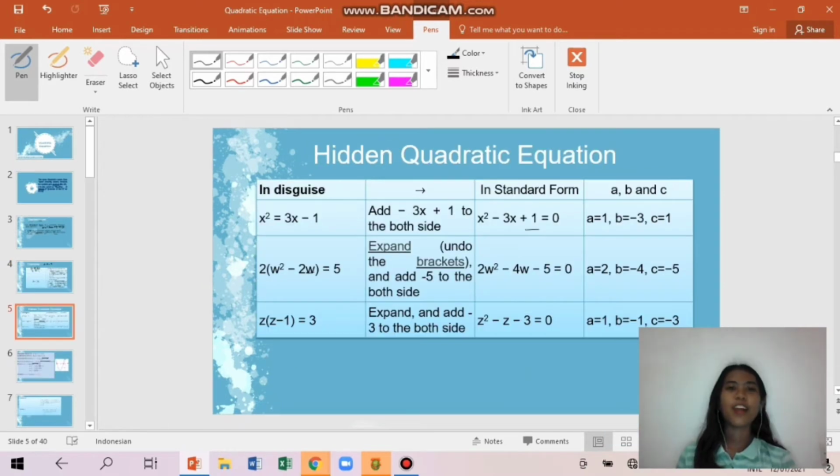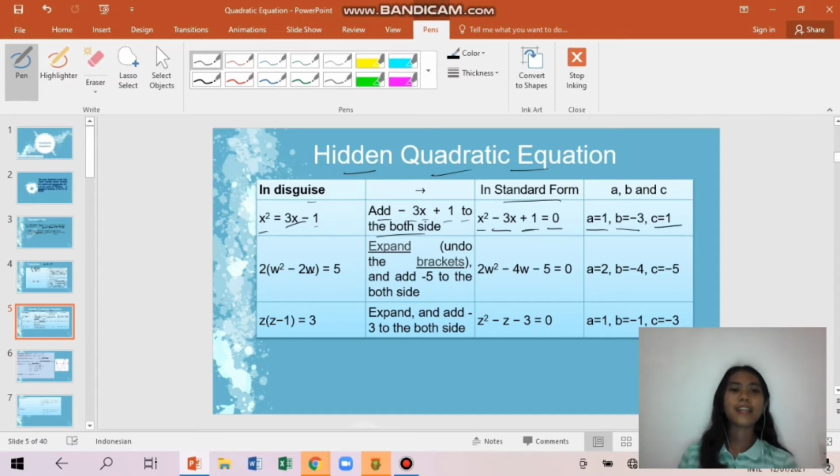So now we are going to the hidden quadratic equation. So first, in this case, x squared equals 3x minus 1. And we add negative 3x plus 1 to both sides. So in standard form, it becomes x squared minus 3x plus 1 equals 0. So a is 1, b is negative 3, and c is 1.